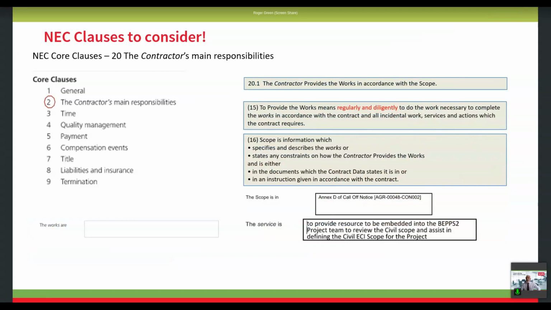Right, so contractors' main responsibilities. Again, picking up in here, to provide the works. The standard clause has been amended to add in there regularly and diligently. The scope is the information that specifies and describes the work. It also describes the constraints. So you then need to understand in the contract data part 2 what is actually in there.